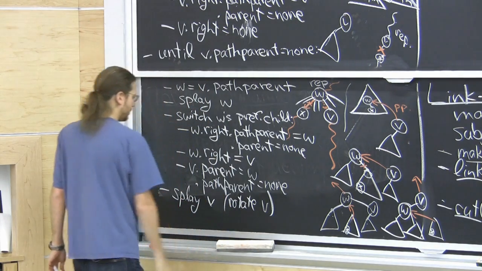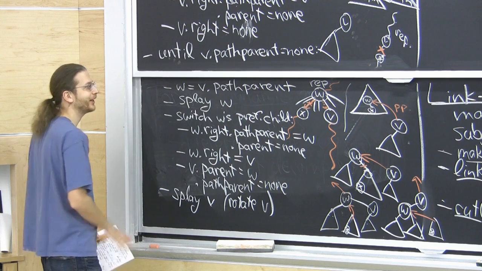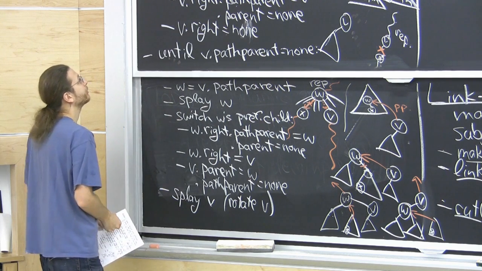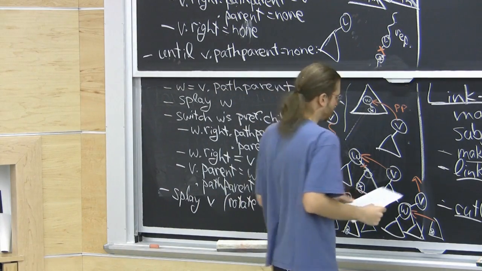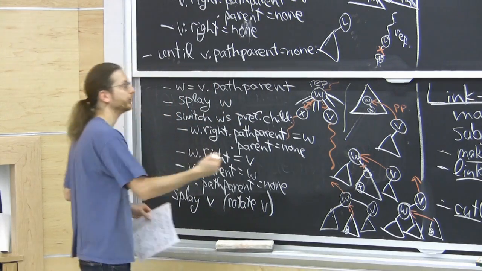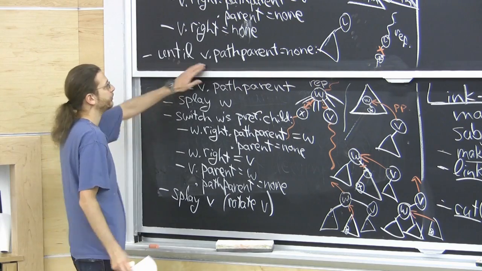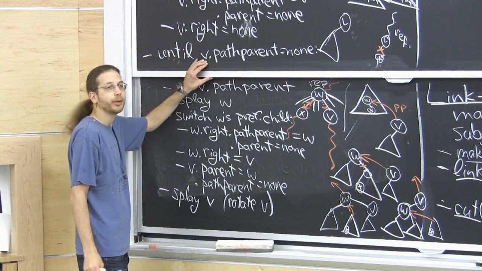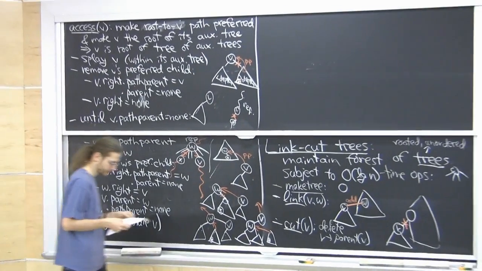Okay. Clear, more or less? That's the hard operation, access. One thing to note is v will have no right child at the end, and it will be the root of the tree of aux trees. Why the tree of aux trees? When we stop, we have no path parent. That means we are the overall root. So that's the end.